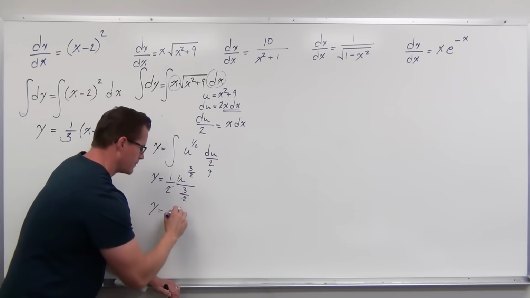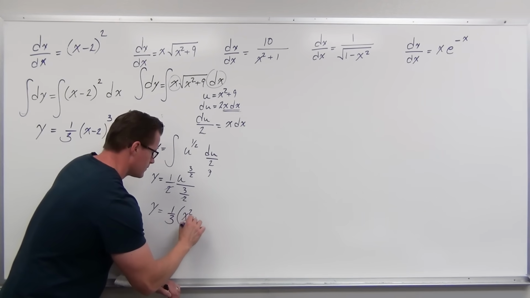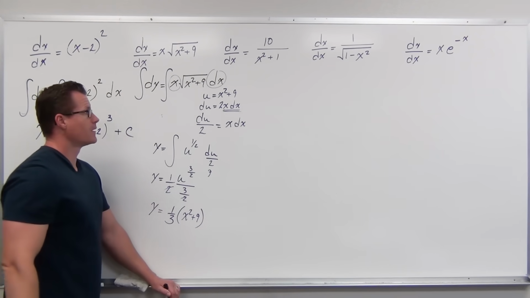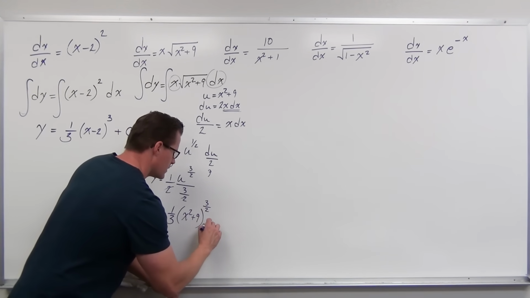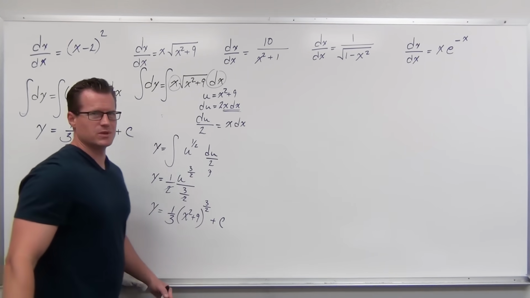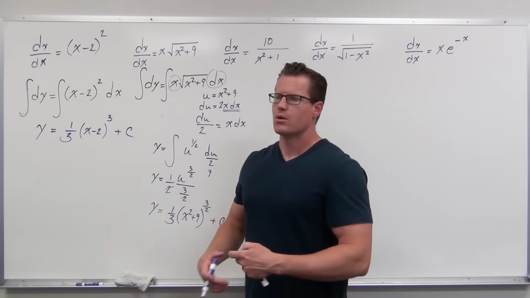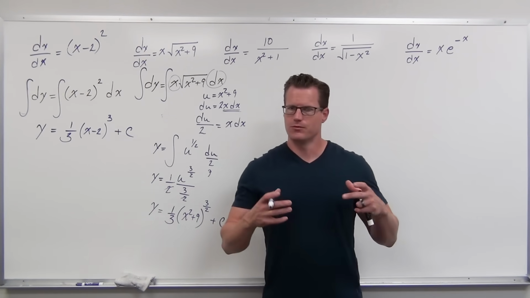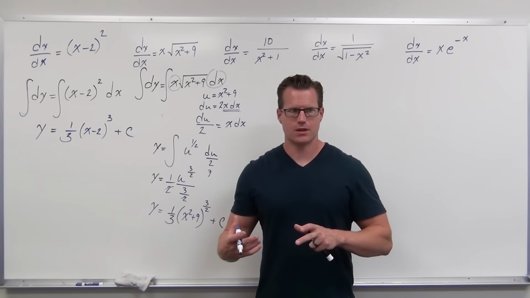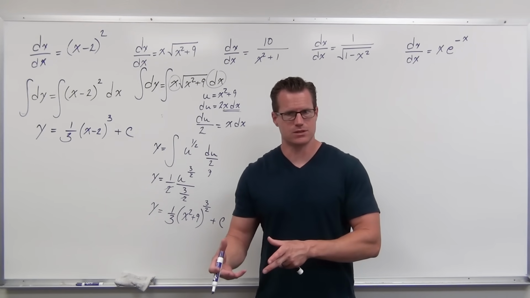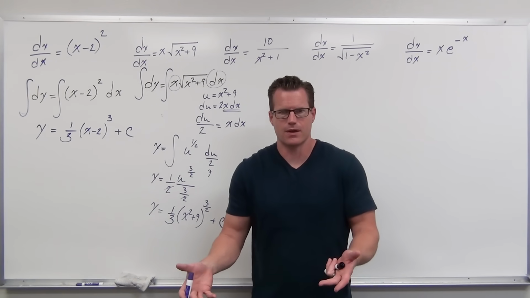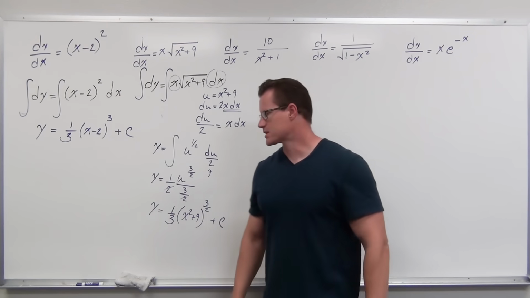Let's put our u back in there. X squared plus 9, but now this is to the 3/2 power. And then plus c is ultimately extremely important for us. Without that plus c, an initial value can't be used because there's nothing to plug in to test to find out what that value c would be. So if you don't have plus c, how are you going to find that? It doesn't make sense. So you have to add that plus c.